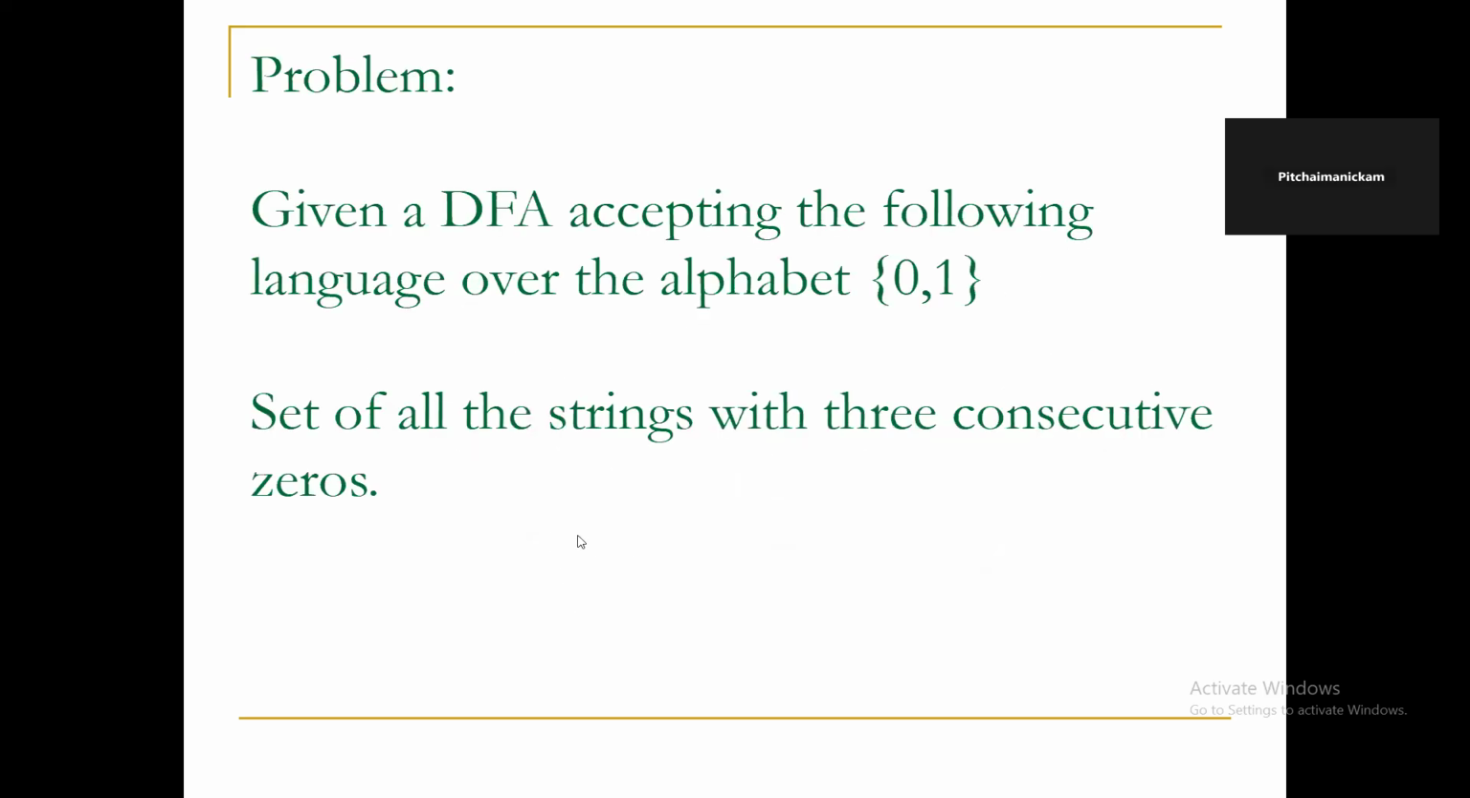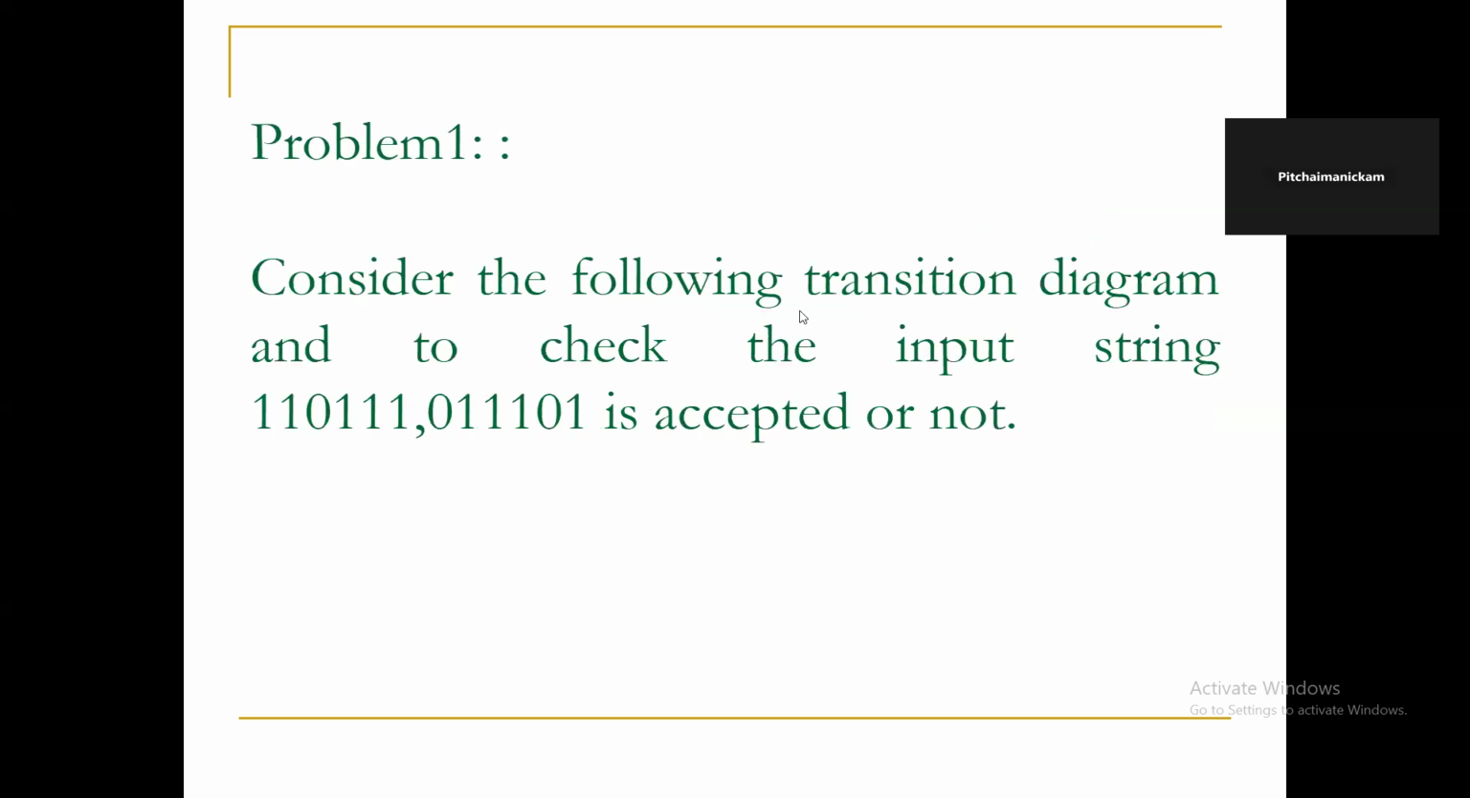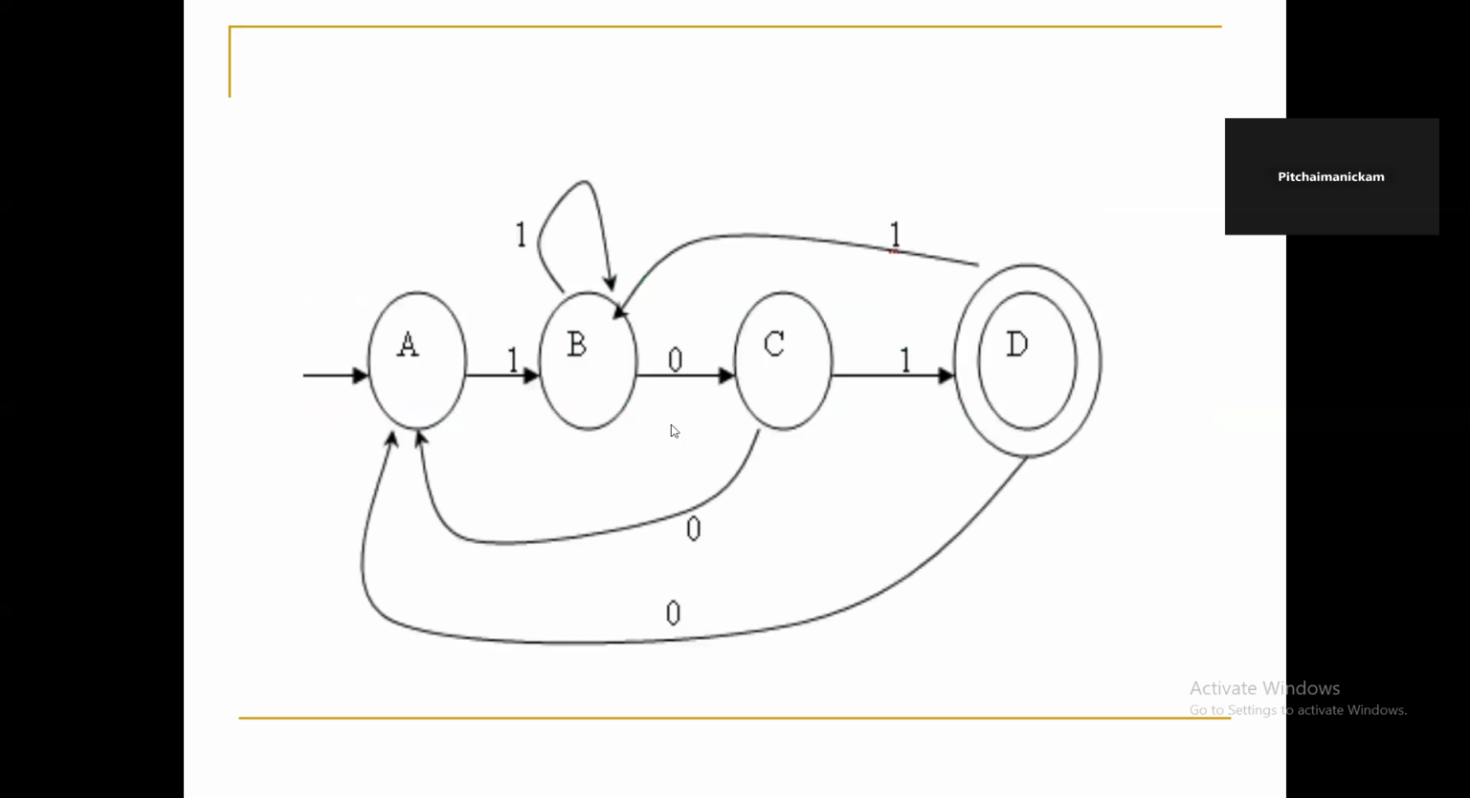Another problem is a DFA that accepts the following language over the alphabet {0, 1}, the set of all strings with three consecutive zeros. Consider the following transition diagram to check whether the given input string 110111 is accepted or not. So we check this given problem.